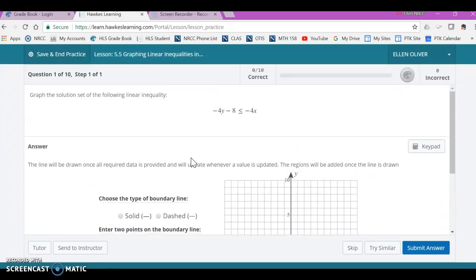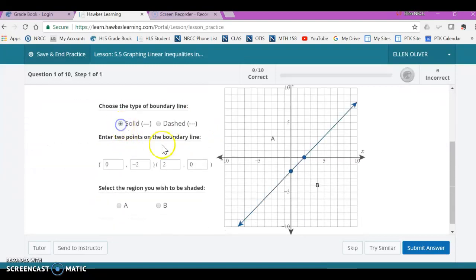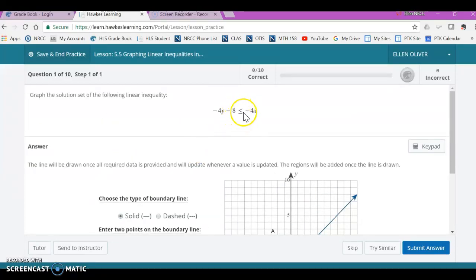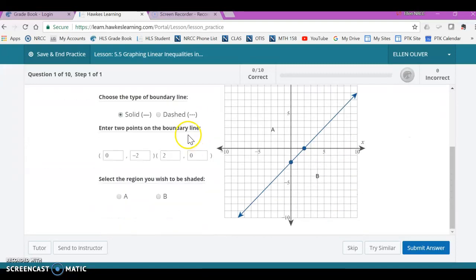And remember, we decided that our line was solid because of that equal sign under there. And remember, this inequality symbol flips, so y was greater than that line. So where is y greater than that line? Well, above the line, right? So we're going to shade on side A.